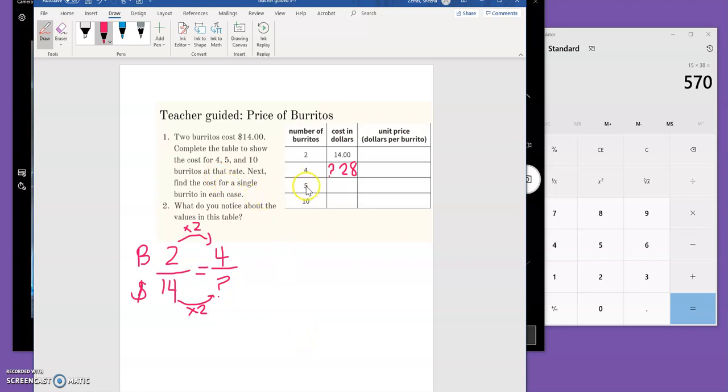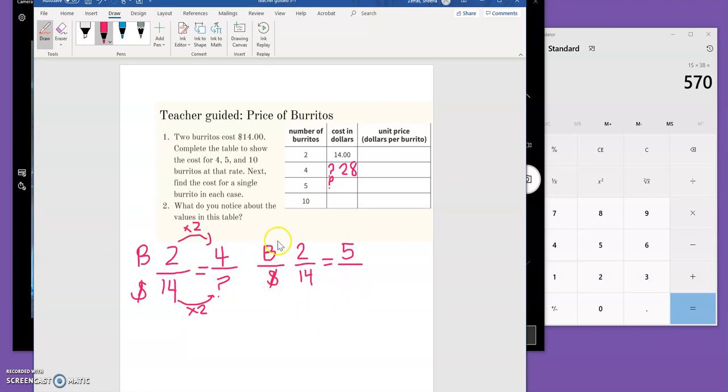Okay, to complete the next blank space in the table, I can use the ratio 2 to 14 or 4 to 28. I'm going to use 2 to 14 because it is smaller numbers. Okay, writing the units is also helpful here to keep this problem organized. So we are comparing burritos to dollars, and we know 2 burritos cost $14. And we want to use that information to help me find how much 5 will cost.